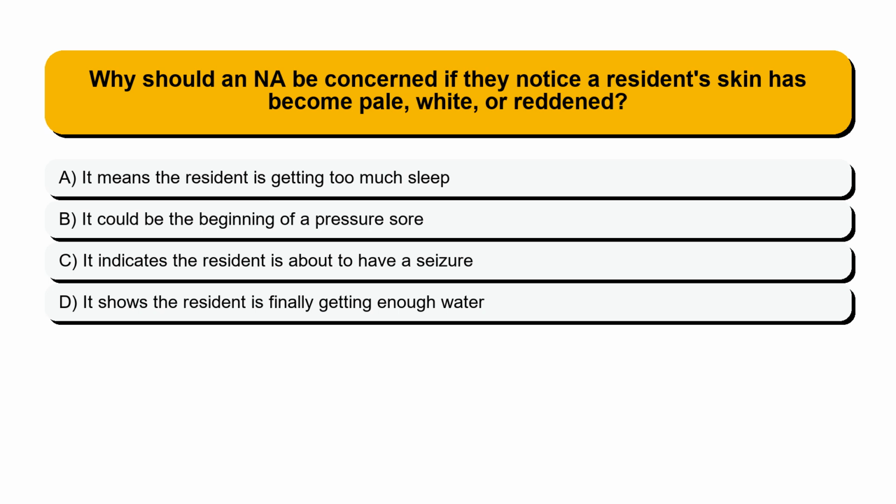Question 90. Why should a NA be concerned if they notice a resident's skin has become pale, white, or reddened? Option A, it means the resident is getting too much sleep. Option B, it could be the beginning of a pressure sore. Option C, it indicates the resident is about to have a seizure. Option D, it shows the resident is finally getting enough water.